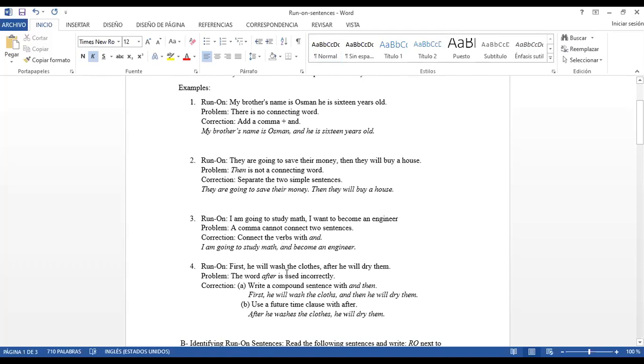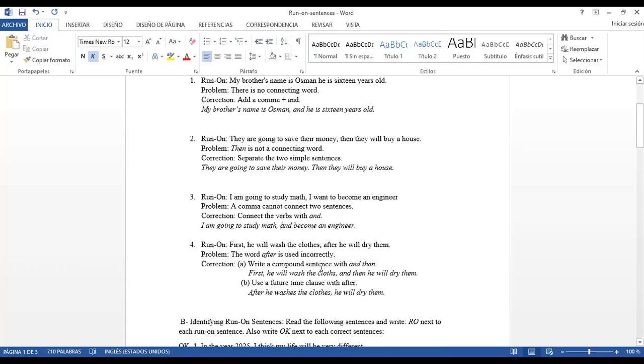First, we will wash the clothes. After, he will dry them, and that's also after it's not used correctly. Write a compound sentence with and then, yes. First, we will wash the clothes and then he will dry them, or future, yes. After he washes the clothes, he will dry them. Okay. So as I say, sometimes you can change more of the sentence to make it correct.